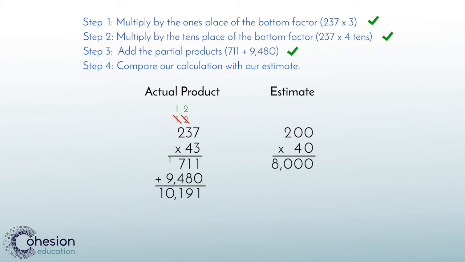to our estimate. If you remember, our estimate was 8,000 and our answer is 10,191. This is considered a reasonable estimate. It may seem like 8,000 and 10,191 are far from one another, but the larger the numbers you are working with, a larger span from the estimate to the actual answer is to be expected. Because we are working in the thousands, this proves our answer is reasonable.